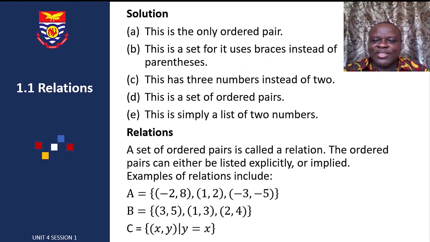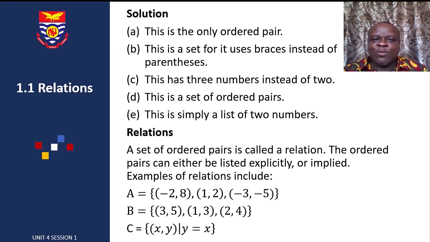Let's now look at the solution to the question. I hope you have written your answers down. Let's look at it and see if it is the same as what you have. You will see that out of the 5 items given, it's only the first one, that is (2, -pi), which is an ordered pair. The rest are not. The second one, for example, uses braces instead of parentheses, which is a set. The third one has 3 numbers instead of 2. And the fourth one is a set of ordered pairs. Then if you look at the last one, it's just a listing of numbers.